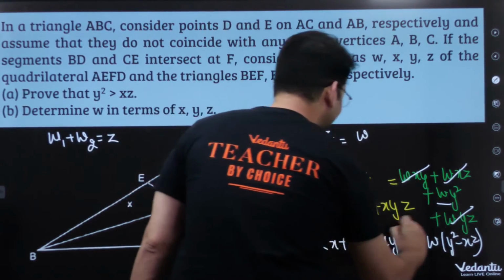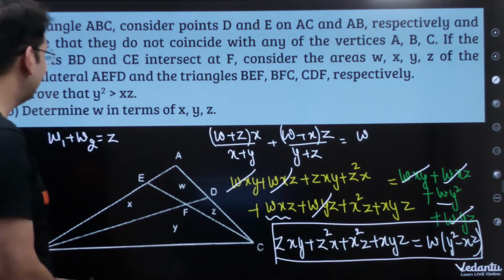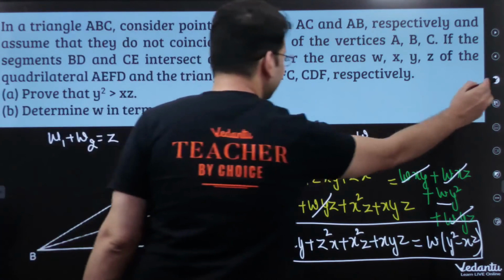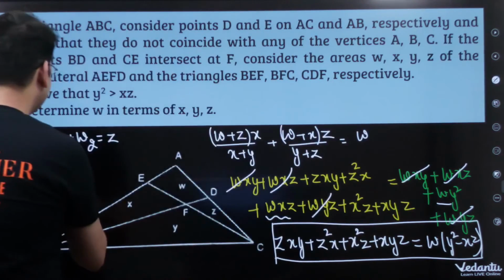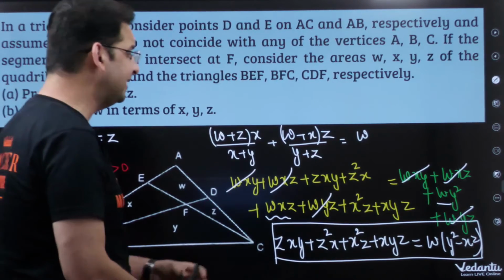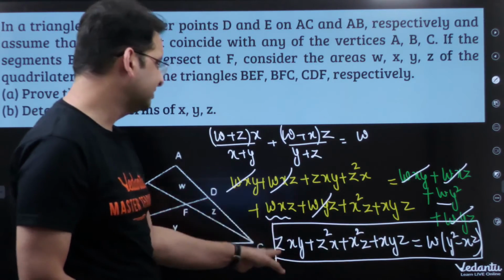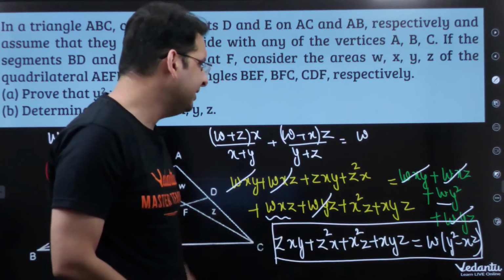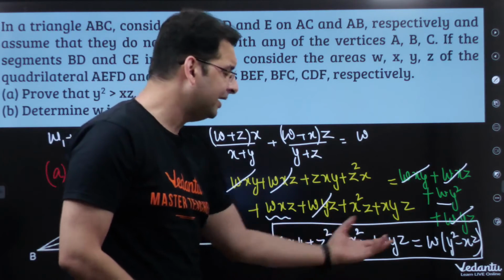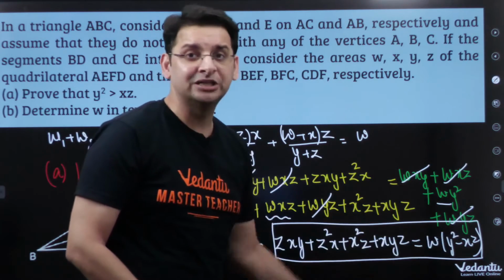And I think we are done with both the parts here. The first part is to prove that Y squared is greater than XZ. For the first part, I can say the left hand side is positive, because the left hand side represents some combination of products of areas. Again, if I want, I can simplify this by taking Z common, but I don't need to do that. This is always positive. That would imply the right hand side is also positive. The right hand side is a multiplication of W and Y squared minus XZ.